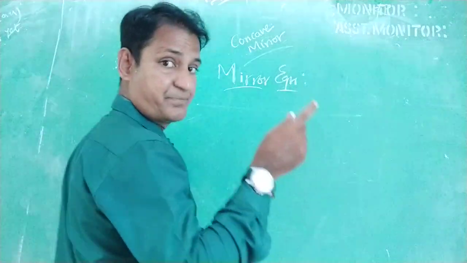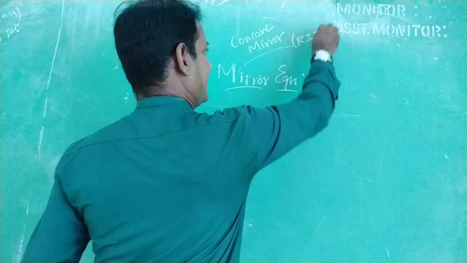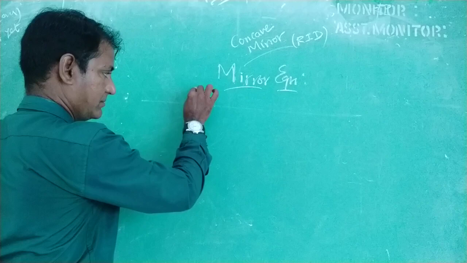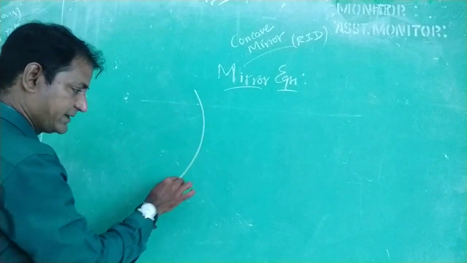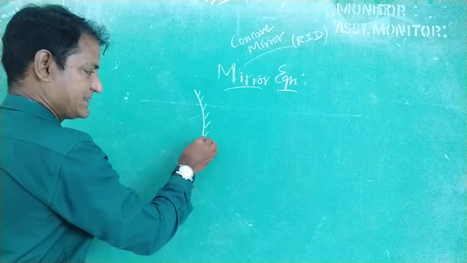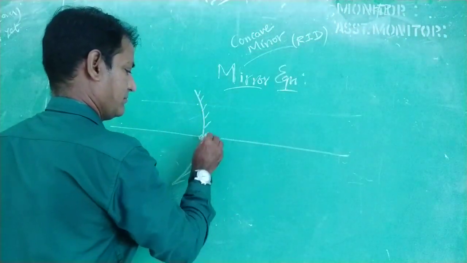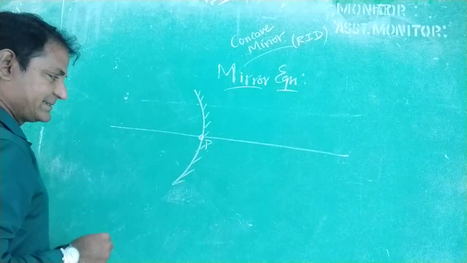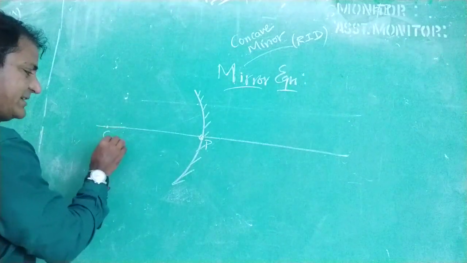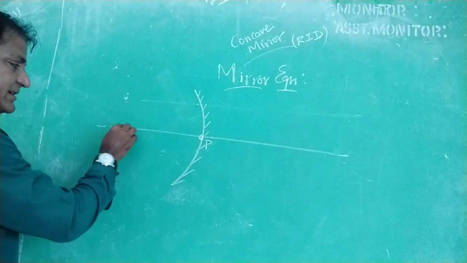As we said, the image obtained in the concave mirror is a real, inverted and diminished image, right? Now I'm drawing the concave mirror, the geometric center, that is the pole. This is the principal axis, and this is the center of curvature, right? Even I can draw the center of curvature here.